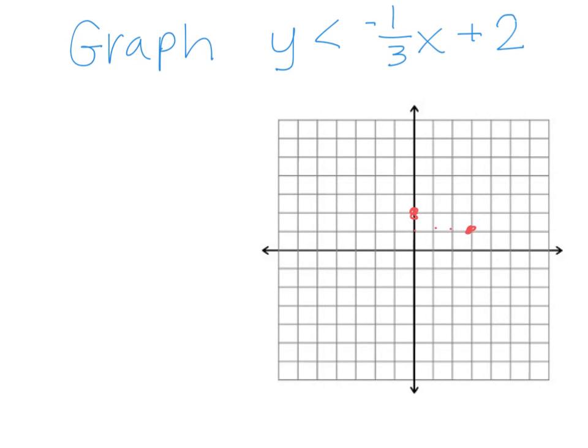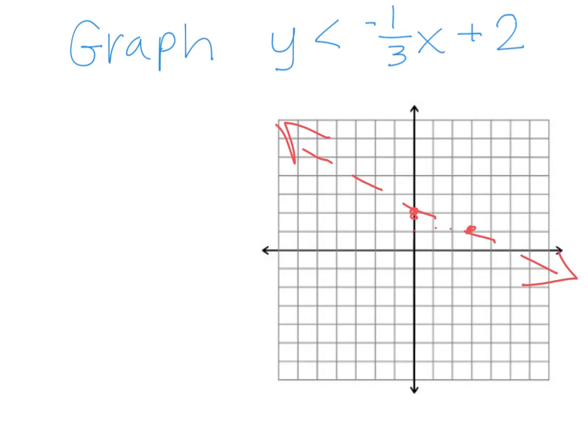First thing we have to do before we draw the line is look at the inequality symbol. Because this is less than, and it doesn't have that or equal to sign underneath, we're going to draw in a dotted line. That means the points on the line are not part of the solution to that inequality.